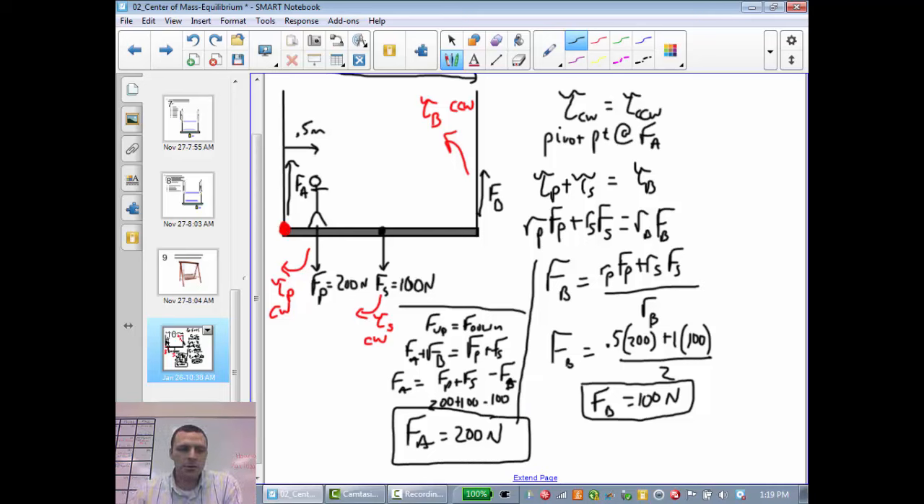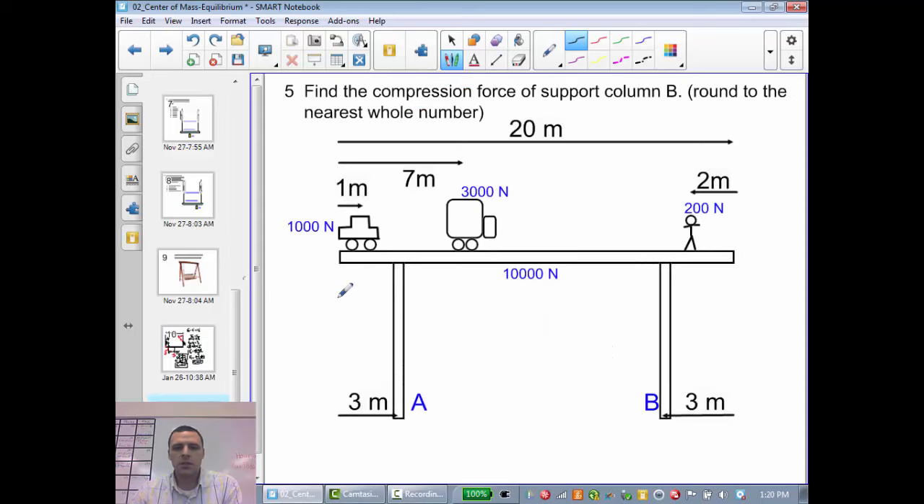The second example I'm going to do is very similar, only the setup is different, because now instead of cables, we're just going to have supporting columns, and we need to find the compression force in each of those. The example says the compression force of column B, but we're going to do both. So these push up with a force I'll call force A, and this one pushes up with a force I'll call force B. You can see the setup here.